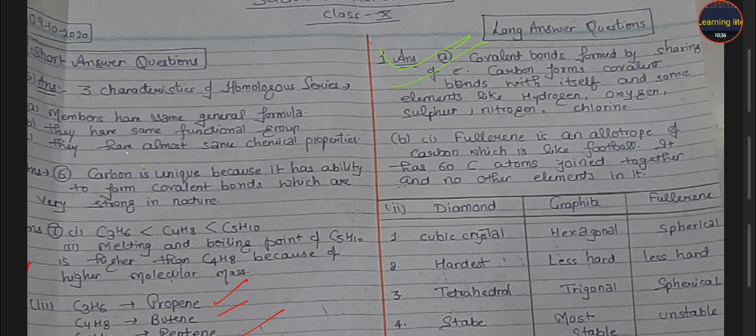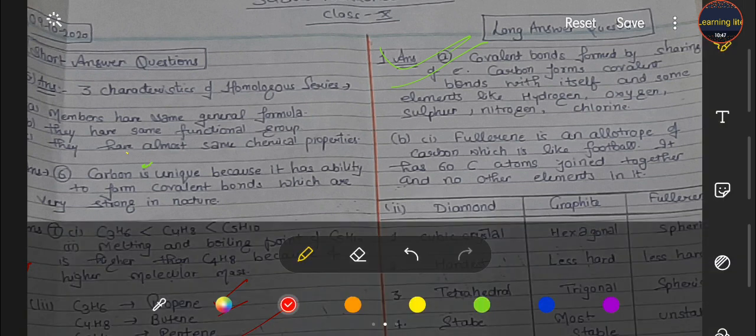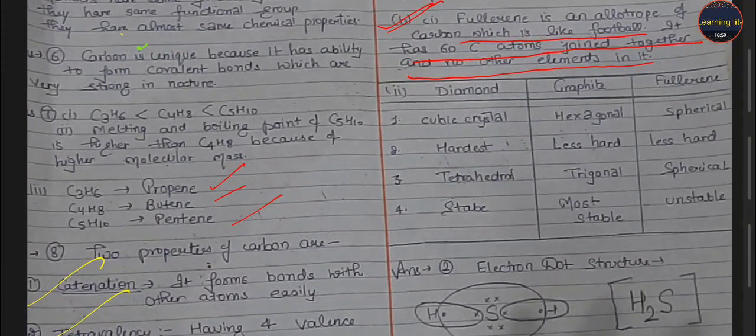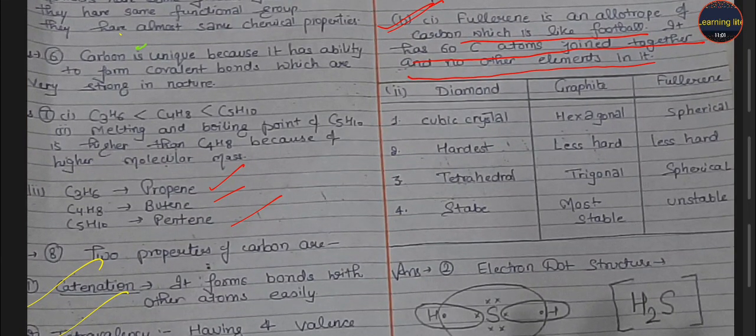Second, what is fullerene? So student, we learned about allotropy and allotropes of carbon, and we know fullerene is an allotrope of carbon. Fullerene is an allotrope of carbon. It is shaped like a football in which 60 carbon atoms are joined together and there are no other elements in it. Third part, student, what is the difference between fullerene and other allotropes?